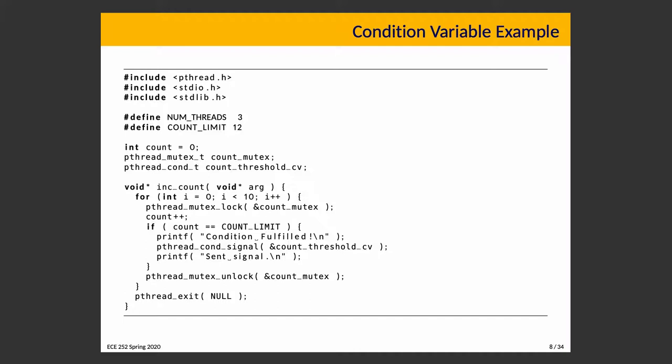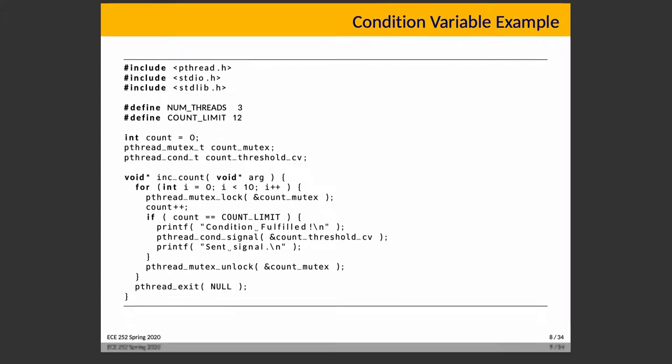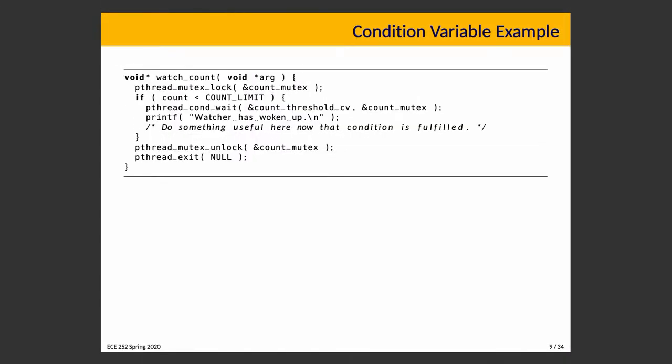It has to get the mutex first. So we'll print send signal, and then when we get to pthread mutex unlock, that will allow a thread that's waiting to proceed. It could be another incrementer, but it could be the watcher. But if it's the watcher, then the mutex is locked again, and the watch thread is allowed to continue, and it prints watcher has woken up.